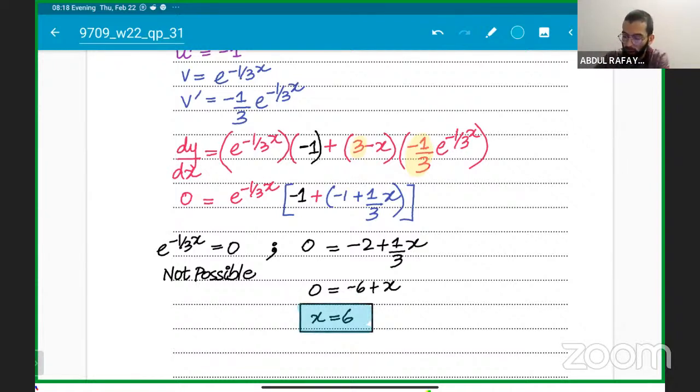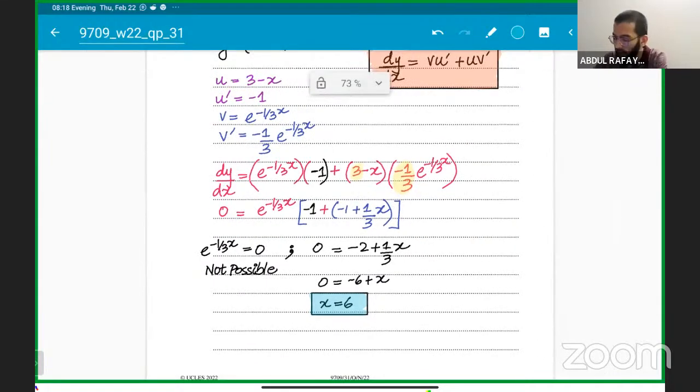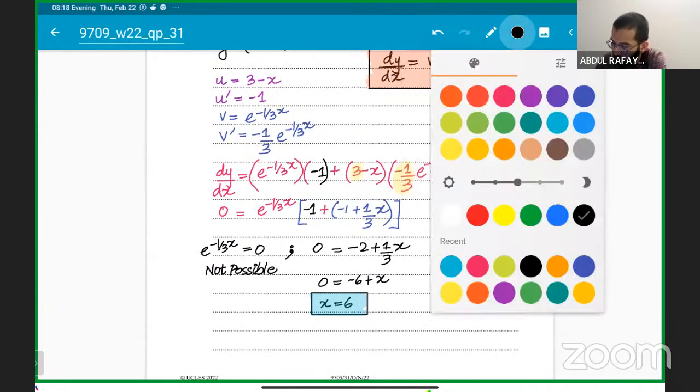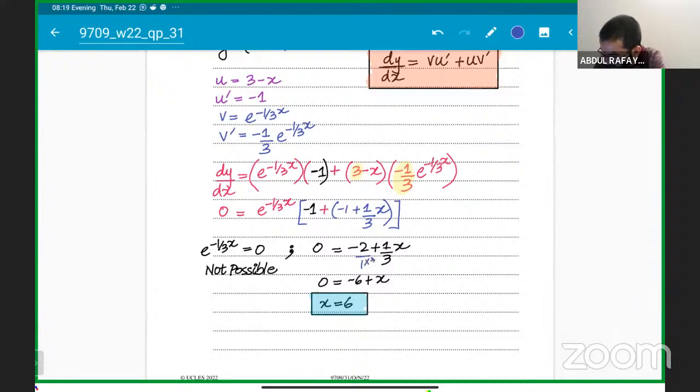Think about it. Let me know if there is any problem or difficulty in getting 6. Just take the LCM, simplify it, and solve it. 1 times 3. So minus 2 times 3 is minus 6, plus x times 3. When the 3 goes there, it will become 0. Has everyone got it? I've got x equals 6.